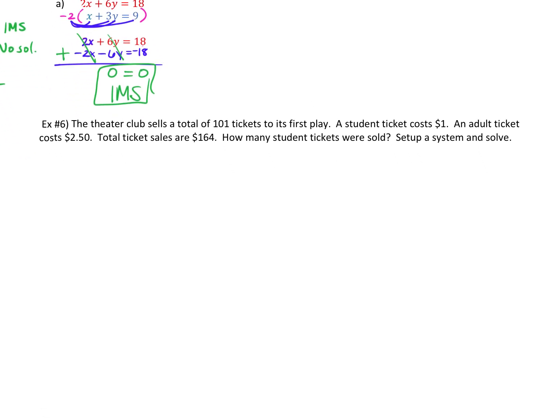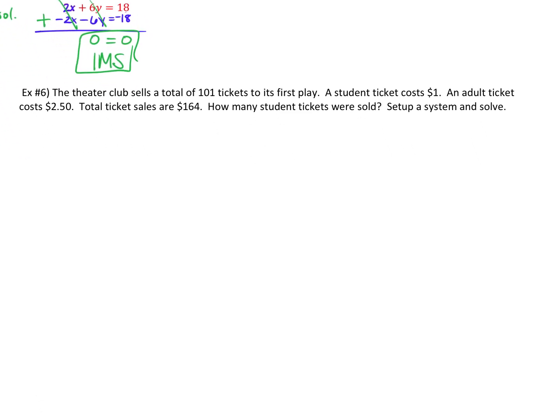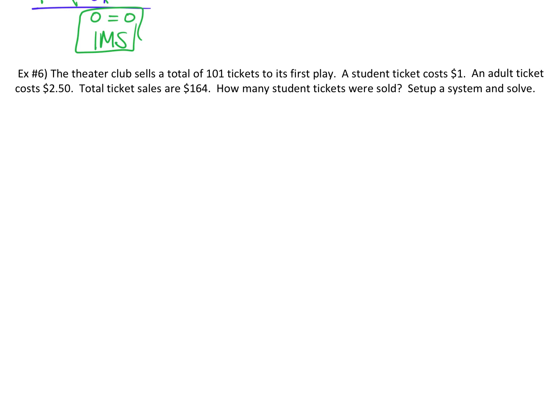This one says the theater club sells a total of 101 tickets to its first play. I should have turned this into a winter formal dance ticket thing, but it wouldn't work on this very well. That's okay. A student ticket costs $1. An adult ticket costs $2.50. The total ticket sales are $164. How many student tickets were sold? Set up a system and solve it.